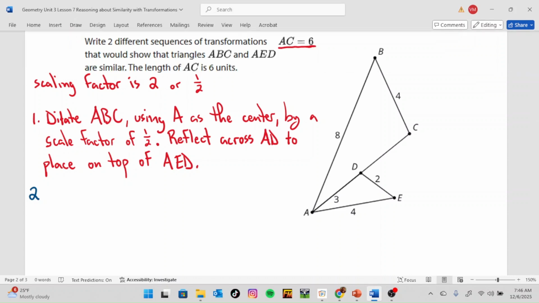This time we're going to go the opposite direction. We're going to go from the small triangle to the large triangle. So we are going to dilate AED using A as the center by a scale factor of 2.